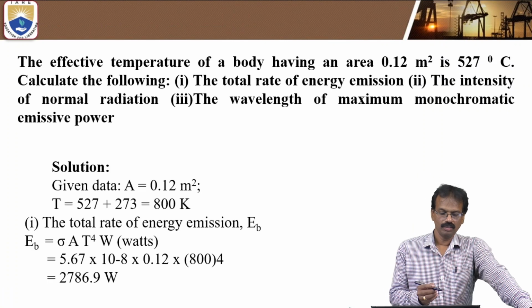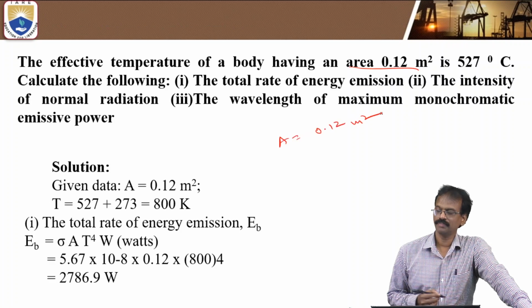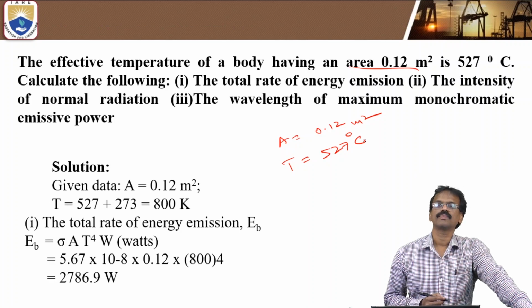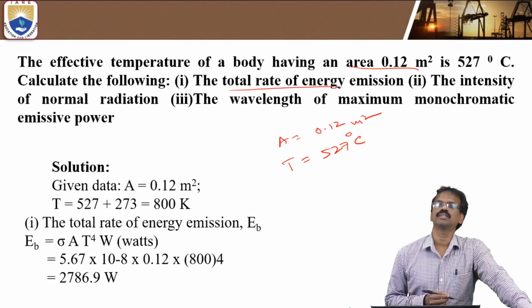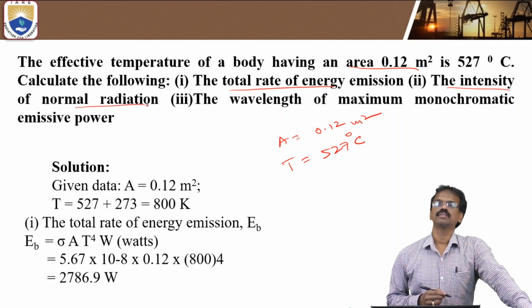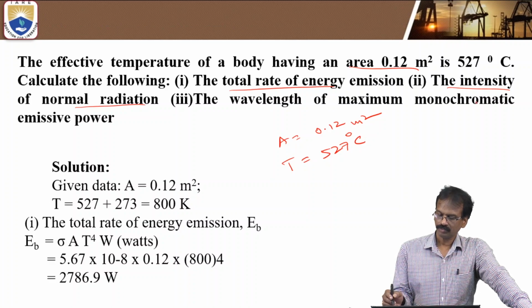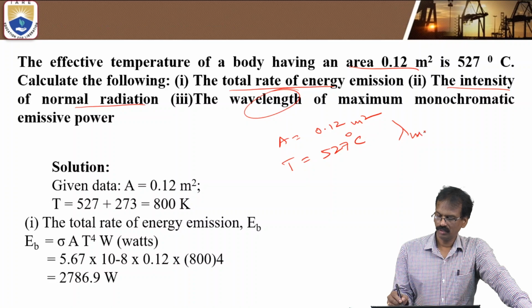The first one we'll see is the effective temperature of a body having an area. The area of the body is given as 0.12 meter square, and the absolute temperature is 527 degrees Celsius. We have to calculate the following: first, the total rate of energy emission; next, the intensity of normal radiation; and next, the wavelength of maximum monochromatic emissive power, that is, lambda max.